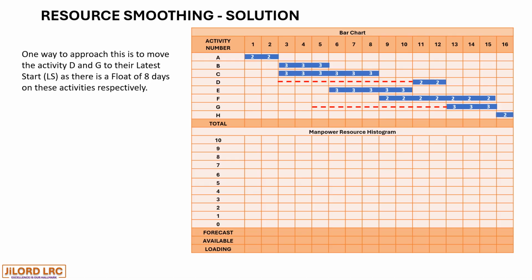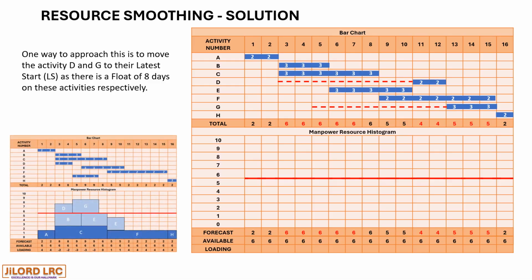So we have the total resources for the bar chart, and we have the total resources for the manpower resource histogram. Now we are going to compare the new histogram for the solution or the smoothing with the previous one we drew in the just past lesson.